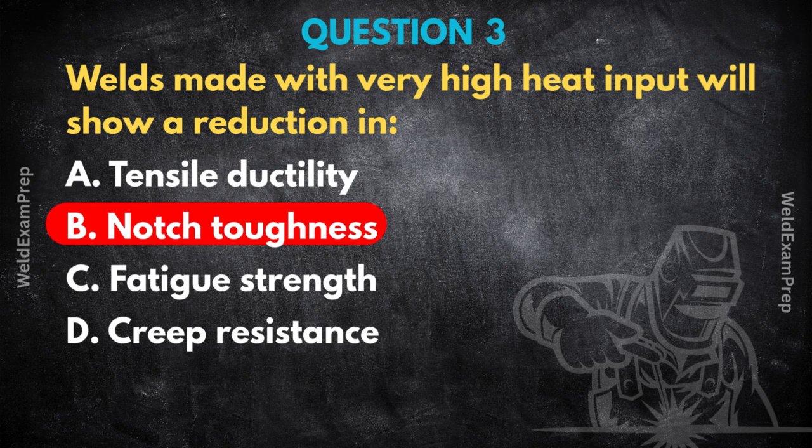Precisely. Coarse grain structures have significantly lower notch toughness, particularly at lower temperatures. They become much more prone to brittle fracture initiating from any stress point. So while high heat might affect other things slightly, the major hit is to the material's ability to handle stress concentrations without snapping. That's generally the most significant and immediate consequence of severe grain coarsening due to excessive heat input. It's a major concern for structural integrity. Right, that makes sense. Understanding that invisible change inside the metal.